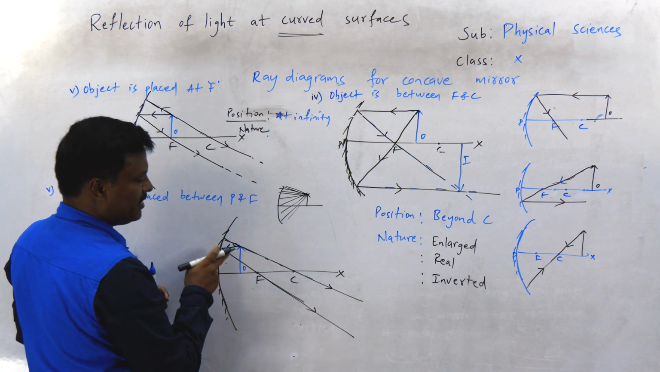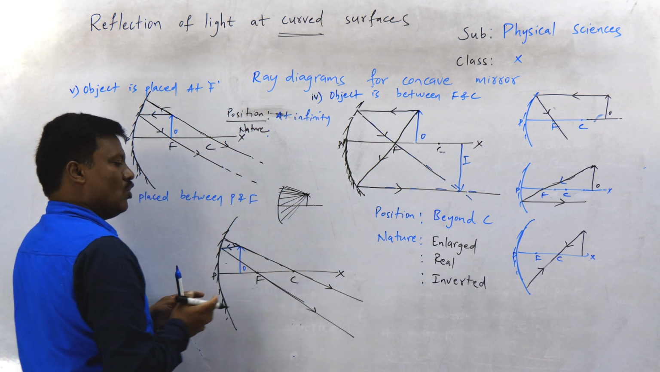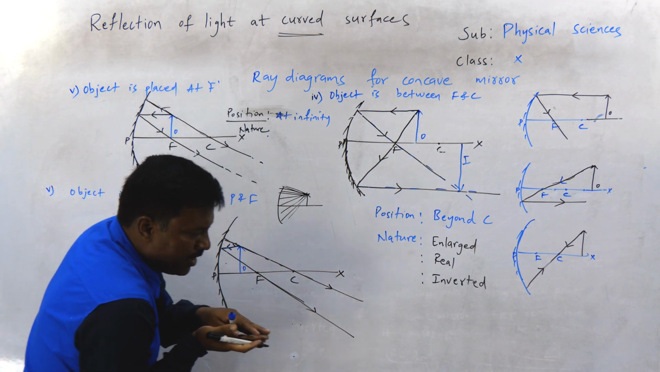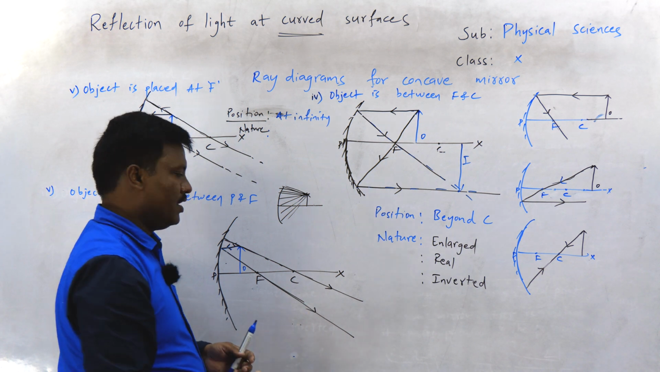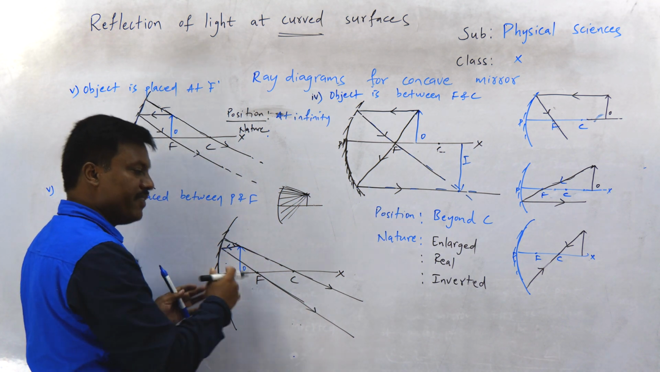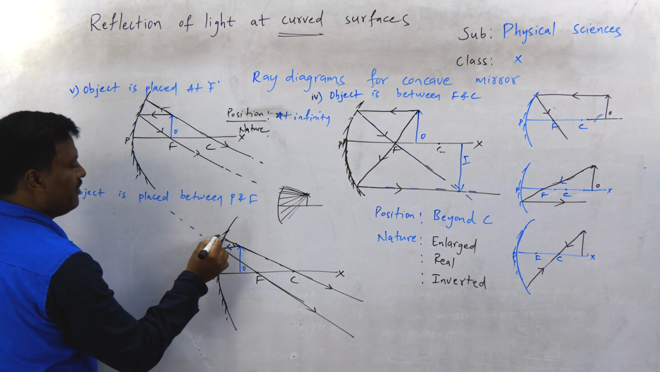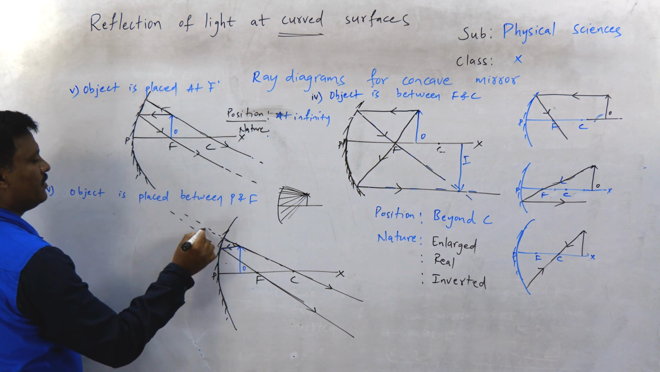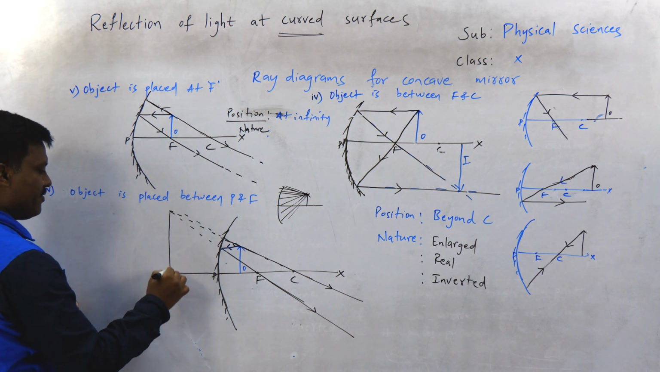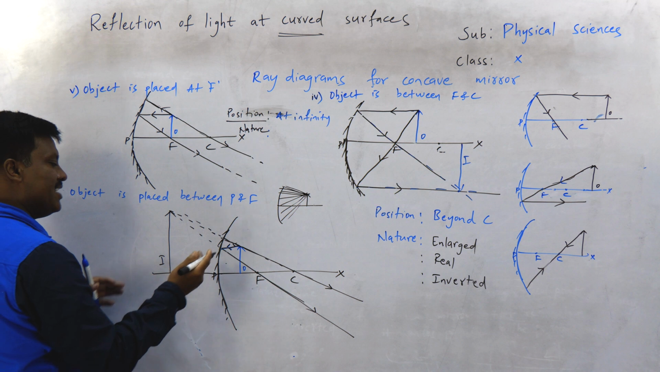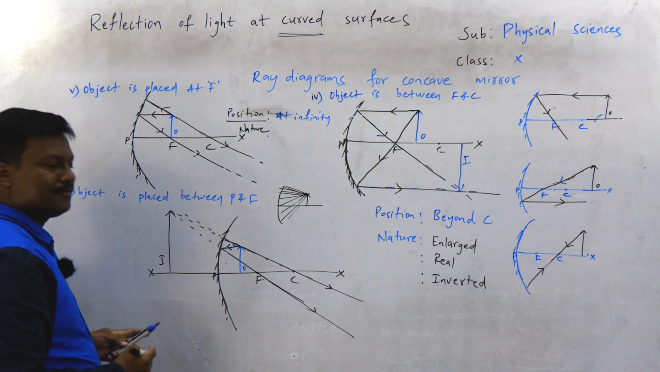Okay, see what is happening. This ray is passing through focus after reflection, this ray is passing through the center of the curvature after reflection. How do they seem? They seem diverging. Is there any chance of meeting? So there is no chance of formation of image before the mirror, but we have to extend them backside. When we extend them backside, they will meet here. Okay, here the image is formed. This time the image is formed behind the mirror and upward of the principal axis.